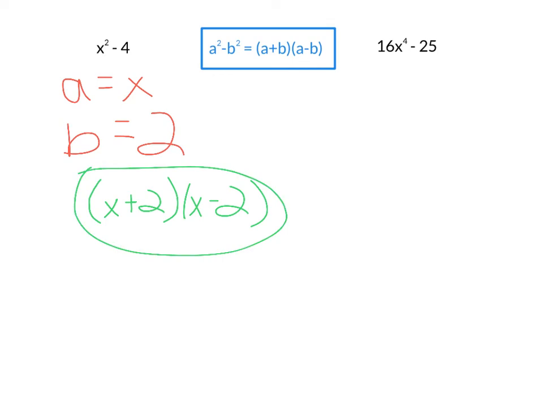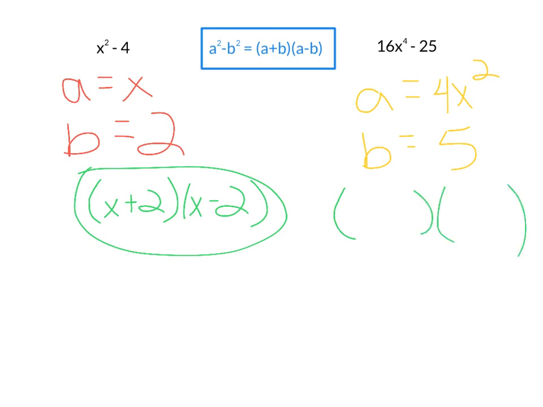Looking over here at the second example, 16x to the fourth. Is it a perfect square? Well, I know 4 times 4 is 16, and x squared times x squared is x to the fourth. So that is a perfect square, because 4x squared times 4x squared gives me 16x to the fourth. Is 25 a perfect square? Yes, because 5 times 5 is 25. So now I've found my values of a and b, and I notice it is the difference because of the subtraction. So I can factor it using my special patterns.